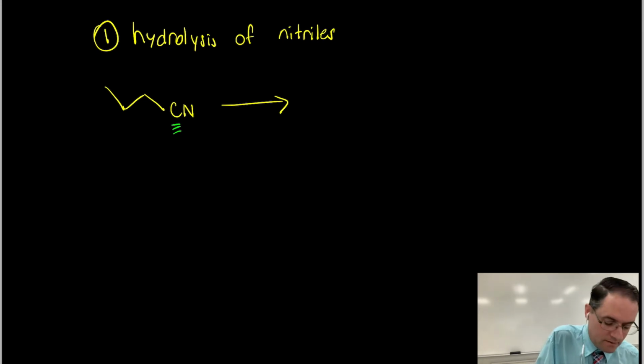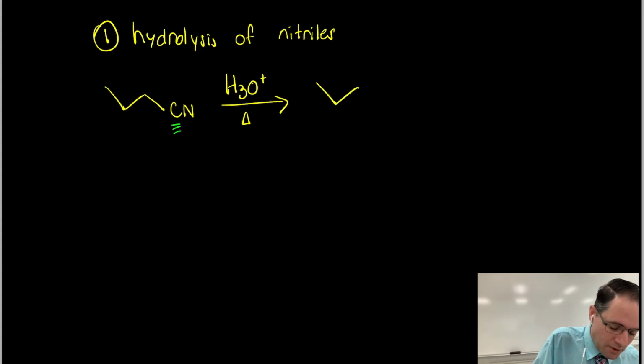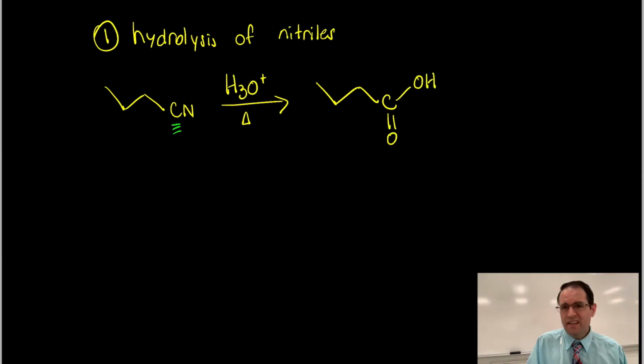Boiling sulfuric acid. So we have H3O plus. And don't forget the heat. Okay, you definitely need a triangle that represents heat under the reaction arrow. And this is going to make, I'll draw out that C so you can see it's still there, this carboxylic acid. Okay, now nitriles are not very common, so remember that those come by an SN2 reaction.